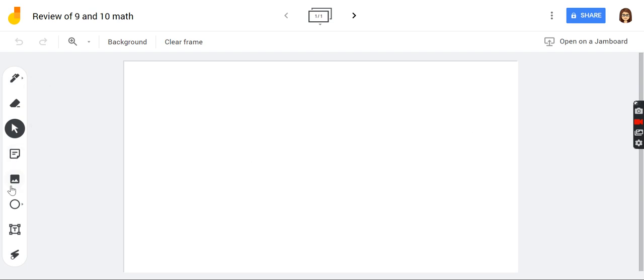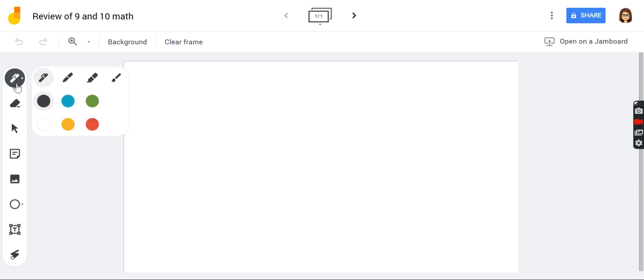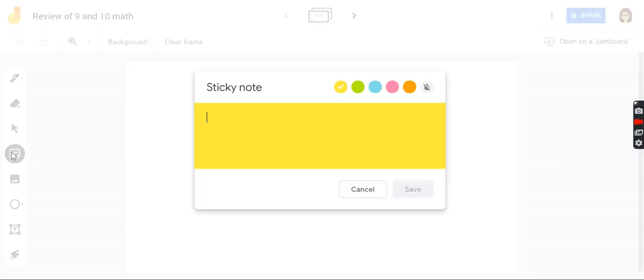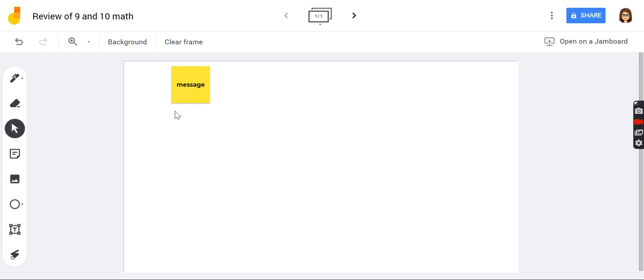You have a bunch of controls here on the left-hand side. This is a pen tool. You can change the color of the pen. You can change the thickness. This is an eraser. This is a pointer tool, a selection tool. This is called a sticky note. In the sticky note, you can type a message and you can save it. You can change the colors of the sticky notes, and it saves it there.